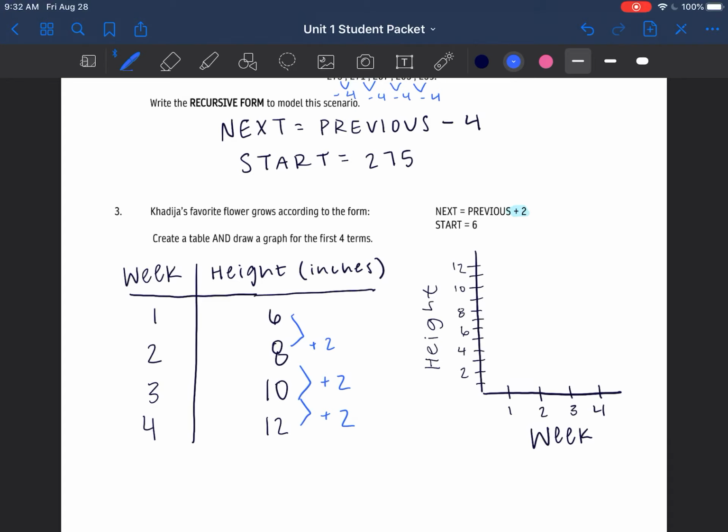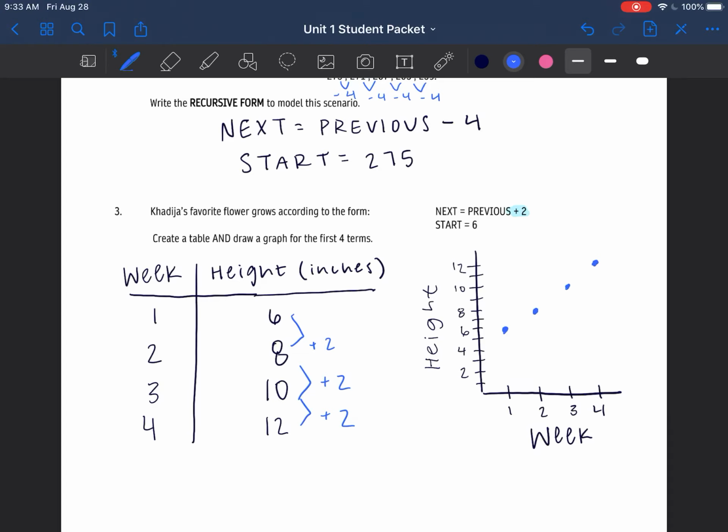So now we need to plot our points. To graph this first week, 1, 6, if you remember from graphing, we'll start at the origin. So our origin in this one is right here. We'll start at the origin and we'll go to the right one, to week 1, and then we'll go up to 6 inches and put a dot. We'll do the same thing for the rest of the points. The second week, we need to go up to 8. The third week, we go all the way up to 10. And the fourth week up to 12.